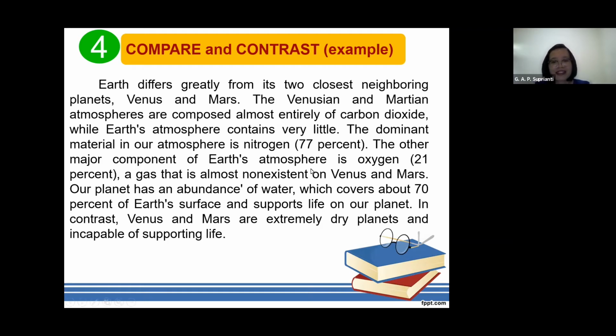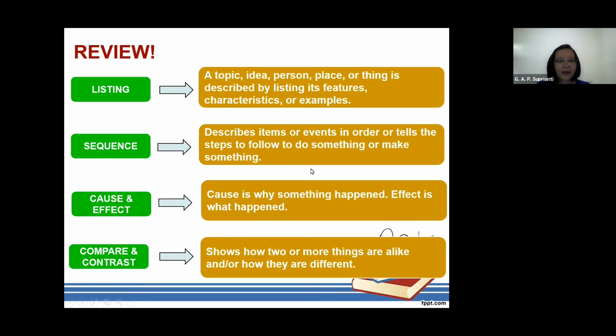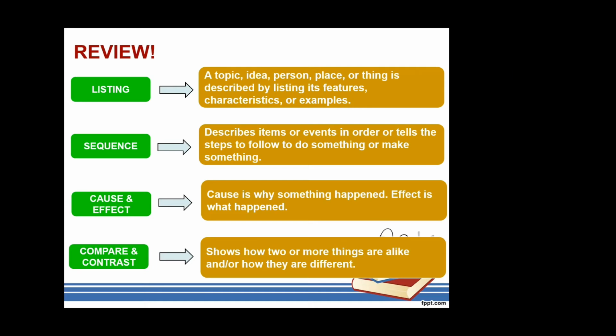Now let's review. So this is the summary actually. In listing, the topic, idea, person, place, or thing is described by listing, and the order can be changed and it doesn't affect the meaning. While in a sequence or time order paragraph, the list of information cannot be changed in terms of the order because it will affect the meaning.